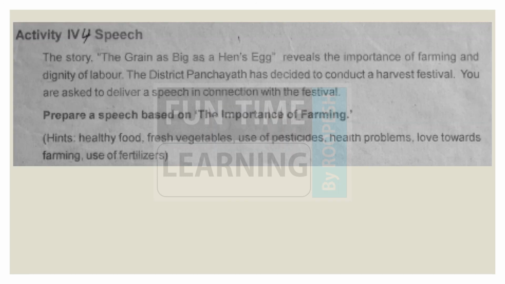We are about to complete this chapter, reach the end of this chapter. Activity 4, this is from a previous year question paper, half yearly, which means the Christmas examination. Here you have to prepare a speech, importance of farming. Some hints are given here: healthy food, fresh vegetables, use of pesticides, health problems, love towards farming, use of fertilizers. So you have already prepared two different speeches of two different occasions. Hope you can do this as well.